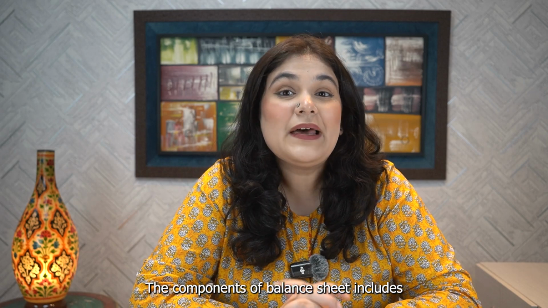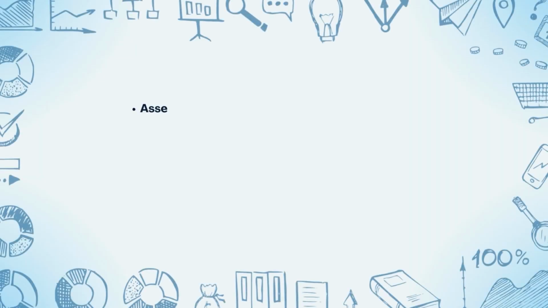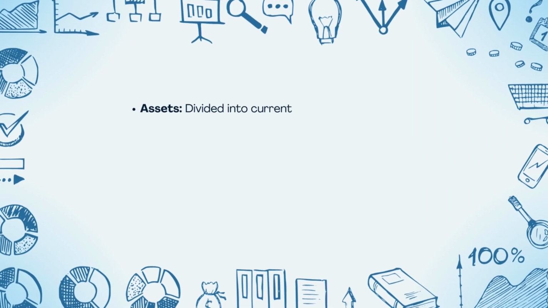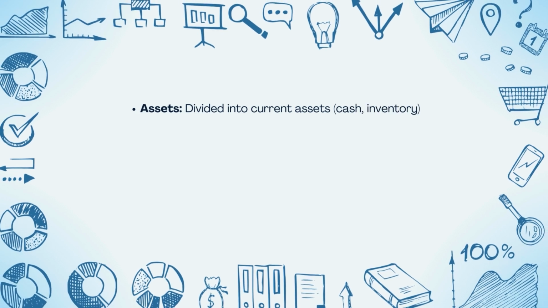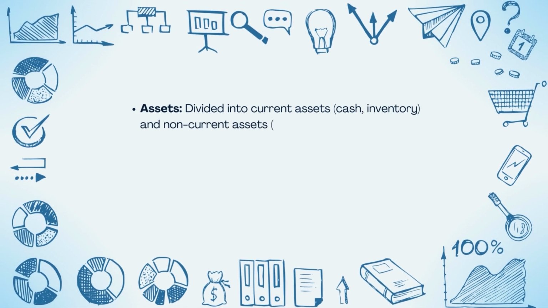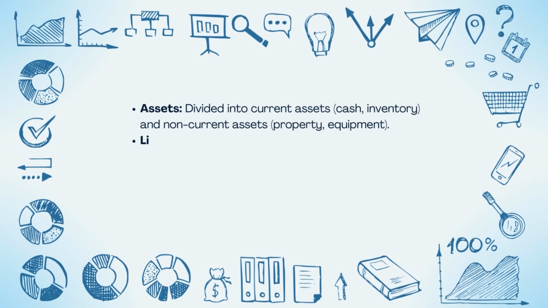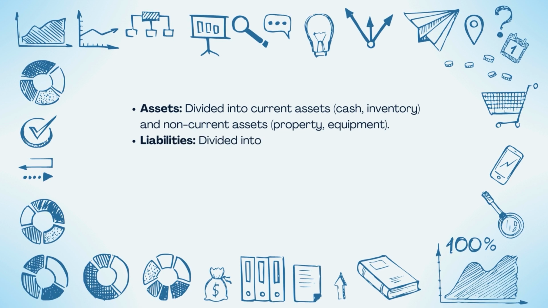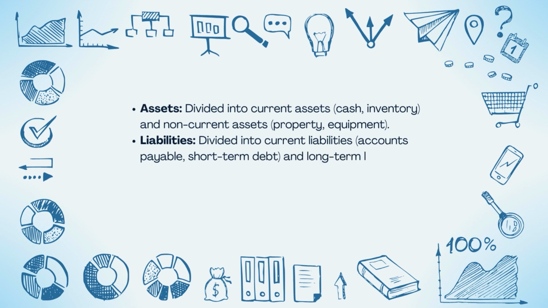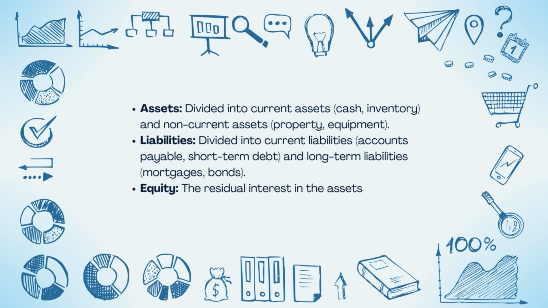The components of a balance sheet include assets, divided into current assets, which is cash or inventory, and non-current assets, which includes property, equipment, etc. Then we have liabilities, divided into, again, current liabilities, that is accounts payable or short-term debt, and long-term liabilities, that is mortgage and bonds. Then we have equity, the residual interest in the assets of the entity after deducting liabilities.